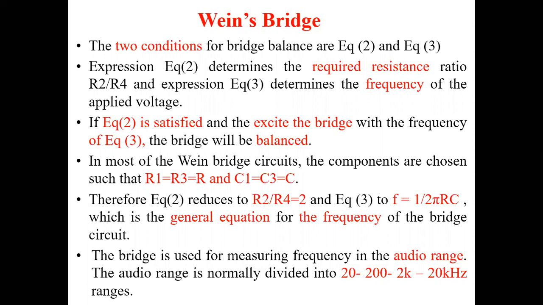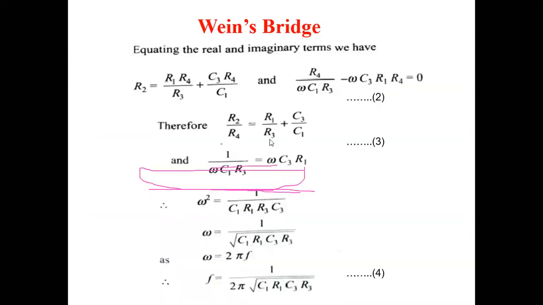Now, in most Wien bridge circuits, we take the components as R1 equal to R3 equal to R, and C1 equal to C3 equal to C. Therefore equation 2 reduces to R2 by R4 is equal to 2, and equation 4 reduces to f is equal to 1 by 2 pi RC.